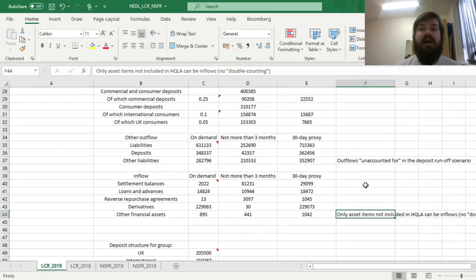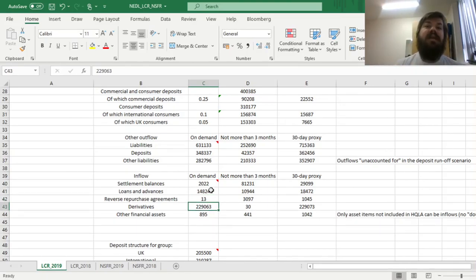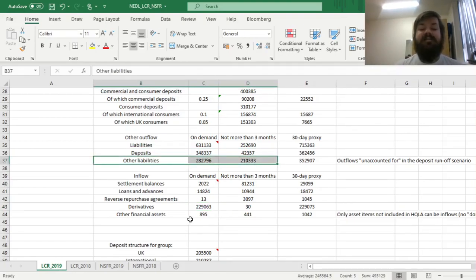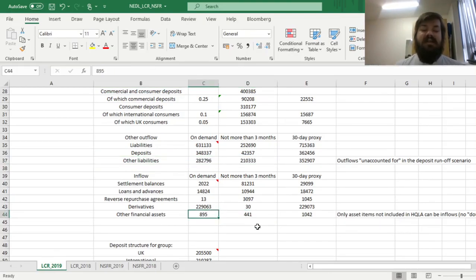So we only account for asset categories, those that mature in 30 days, so using the same proxy logic, but only account for assets that we were not considering for our HQLA calculations. And those are our settlement balances, our loans and advances, our repos, our derivative exposures in the asset category. The derivatives exposures in the liabilities category are accounted for here in other liabilities, and other financial assets, which are quite a minor disclosure group.